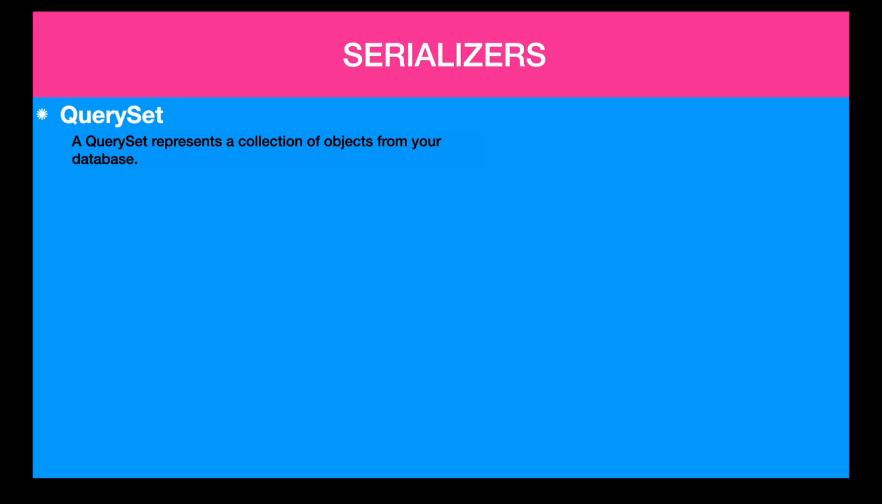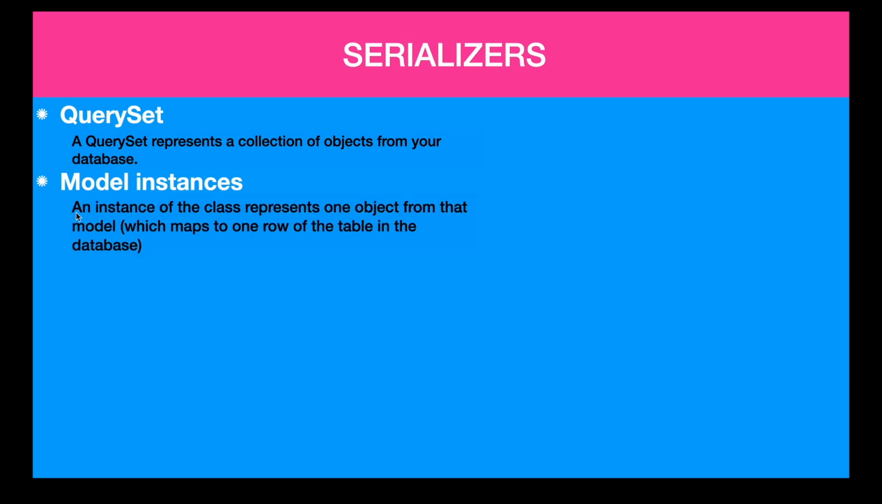And the next term is the model instance. Now beginners often don't understand what model instances are, so this also makes things difficult for them. So let's understand this term also. So what's an instance? An instance of the class represents one object from that model. Now remember, it maps to one row of the table in the database.